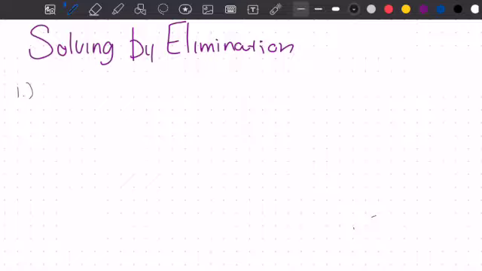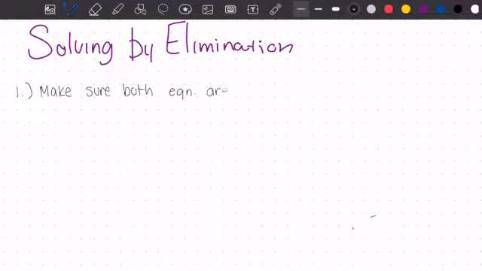So 1, make sure both equations are in standard form. EQN is my short form for equations. Does anyone remember what standard form is?